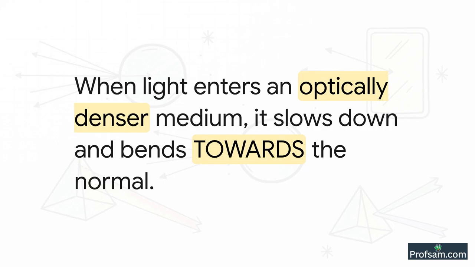There's a very simple rule for this. Just remember, when light goes from a rarer medium, like air, into a denser medium, like water, it slows down, and it bends towards the normal. That path gets a little closer to that imaginary 90-degree line we talked about.